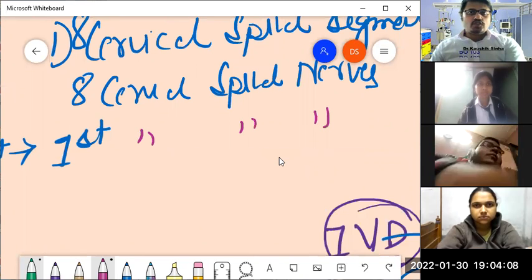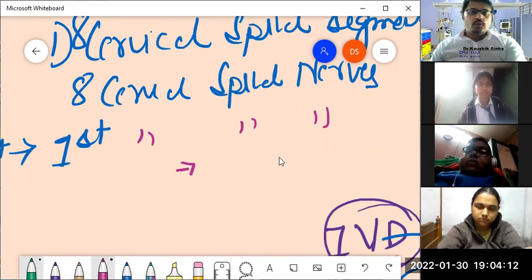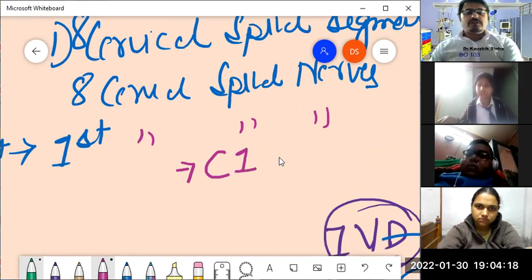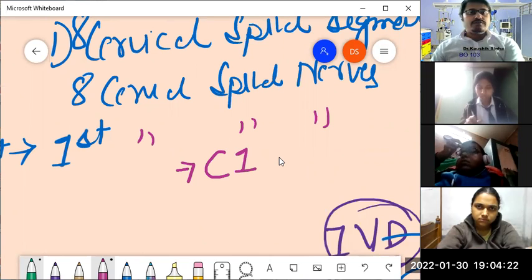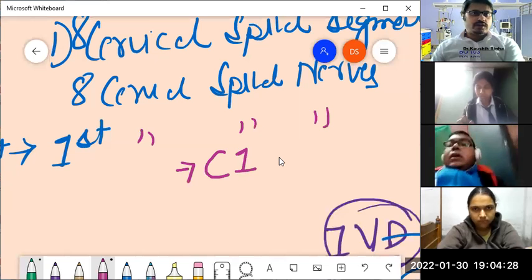But in short, we do not use this entire word. Rather, we go for writing it as simply C1. That refers to the first cervical spinal segment, or it can even refer to the first pair of the spinal nerve. You do understand now? How do we refer to this individual nerve?